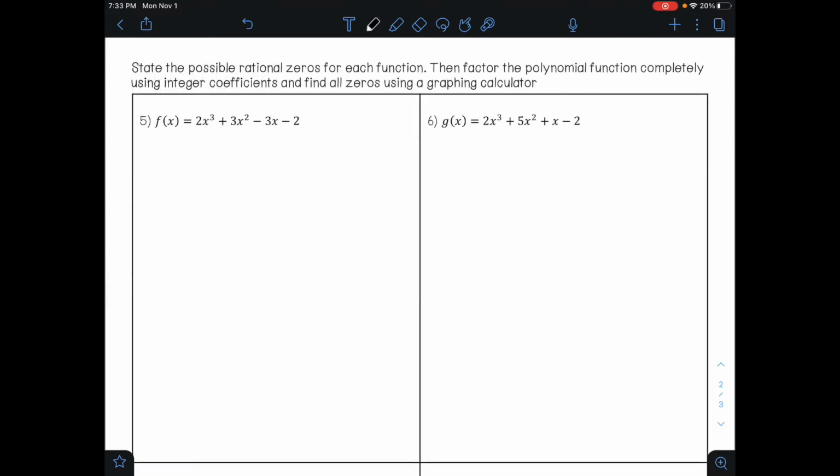So if we look at examples 5 through 8, we are doing the same thing as we did on examples 1 through 4. We want to state the possible rational zeros for each function, and then we want to factor each polynomial function completely using integer coefficients. So that means no decimals and no fractions. And then we want to find all zeros using a graphing calculator. So possible rational zeros, factor, and find the zeros.